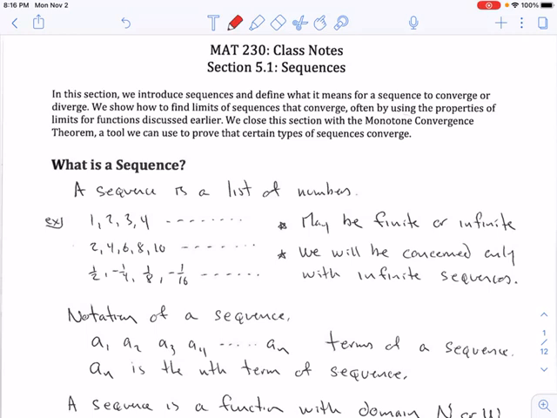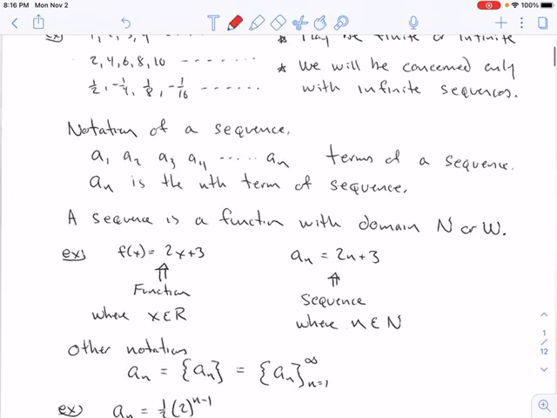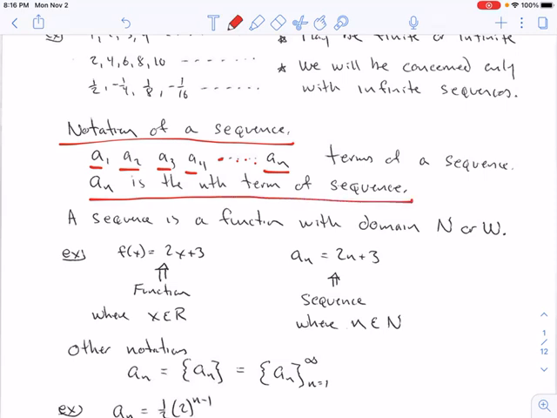All right, so let's talk a little bit about the notation of a sequence. So, the notation of a sequence, a sub 1 refers to the first term of a sequence, a sub 2 is the second term, a sub 3 would be the third term, a sub 4, on and on until we get to a sub n, which we refer to as the nth term of the sequence. So these, a sub 1, a sub 2, a sub 3, a sub 4, on and on, are referred to as the terms of a sequence.